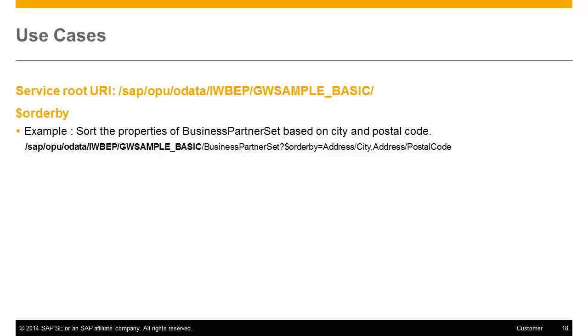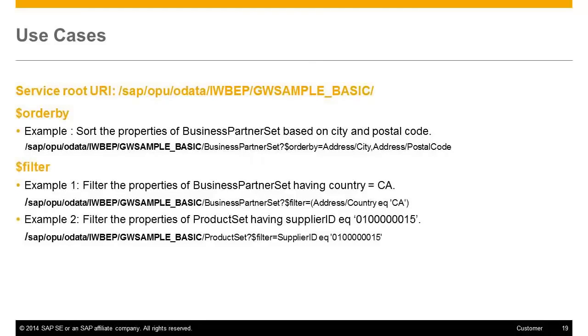$orderby helps in arranging the properties of an entity set. For example, it can sort the address field of business partner by city and postal code. Postfix the service route URI of the service with the URI shown on the screen.